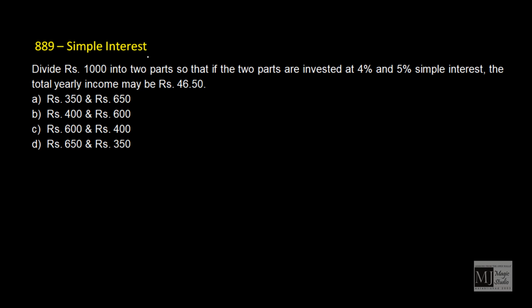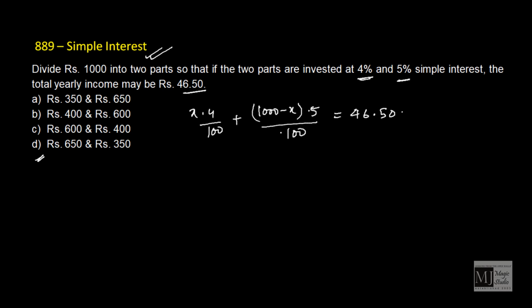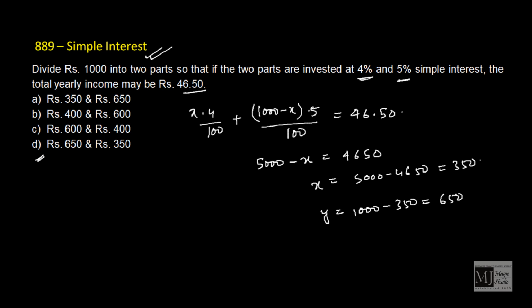A question from simple interest. Divide 1000 into two parts so that if the two parts are invested at 4% and 5%, the yearly income is 46.50. You may use options, or you may also use X into 4 by 100 plus (1000 minus X) into 5 by 100 equals 46.50, or 5000 minus X is 4650. X equals 5000 minus 4650, that is 350. So if X is 350, the second portion would be 1000 minus 350, that is 650. So two parts, 4% is 350, 5% is 650. This should be the answer.